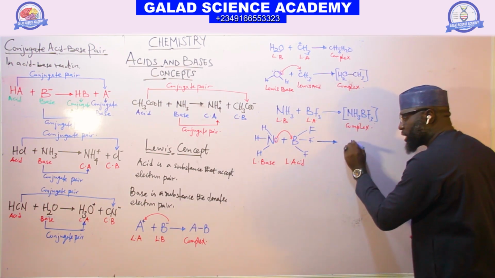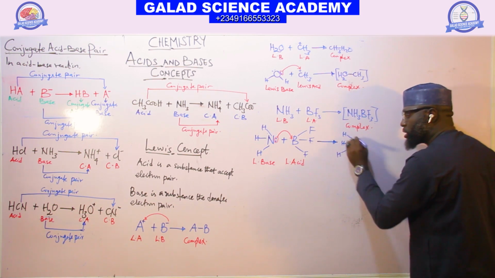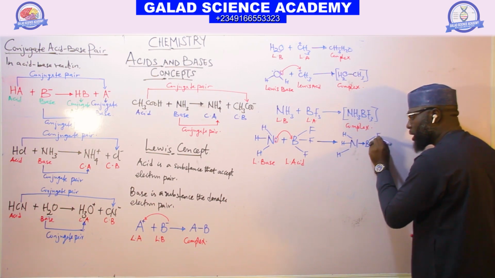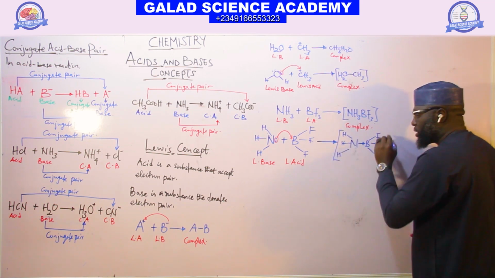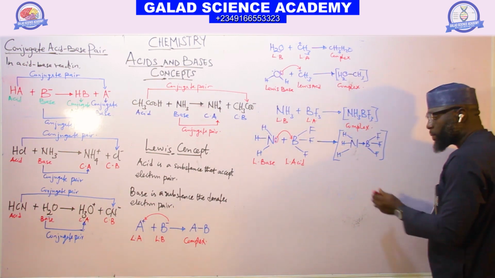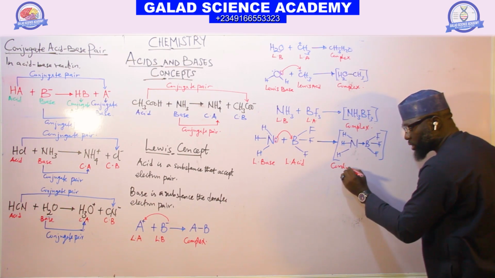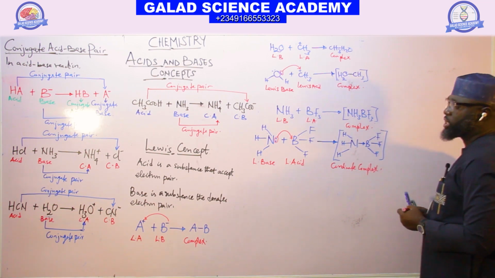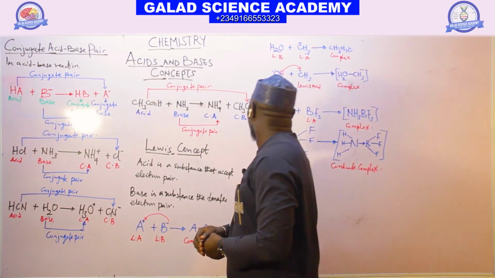You will now have ammonia, NH3, with the coordinate bond to BF3. This is called a coordinate complex. This is what I want you to understand here.